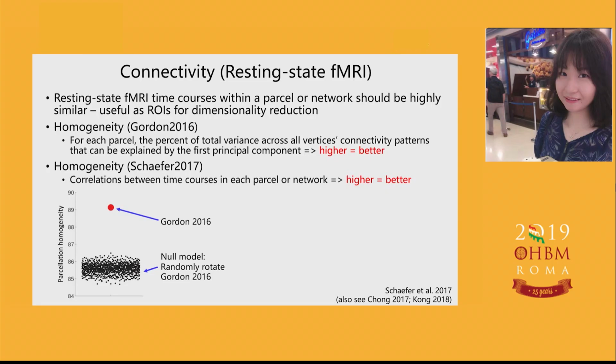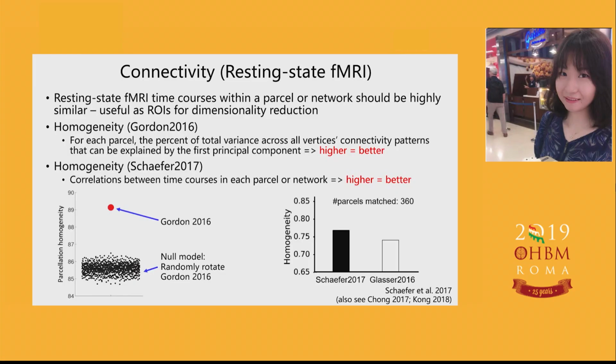There is another way to compute the homogeneity, which is by correlating the time courses within each parcel or network. Higher homogeneity means that the time courses within a parcel are more similar. This bar chart shows the homogeneity of Schaefer and Glasser parcellation, and it's worth mentioning that the number of parcels are matched here, else it's not comparable.